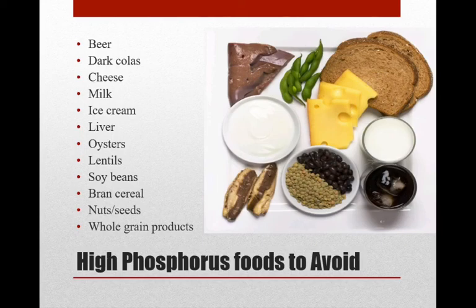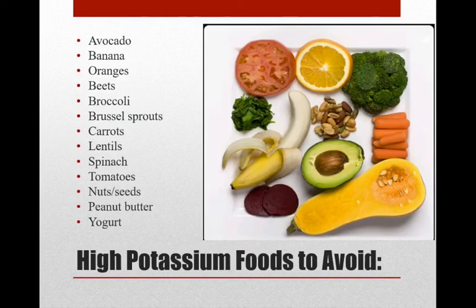Whole grain products, stuff that we consider not unhealthy, liver, some people don't think that's an unhealthy meat, but the problem is when you have kidney disease, you do need to avoid anything with high phosphorus. So we're not talking just healthy diet, we're talking about really looking at your foods and eliminating foods that create waste for the kidneys. High potassium food, again, most of these are healthy choices.